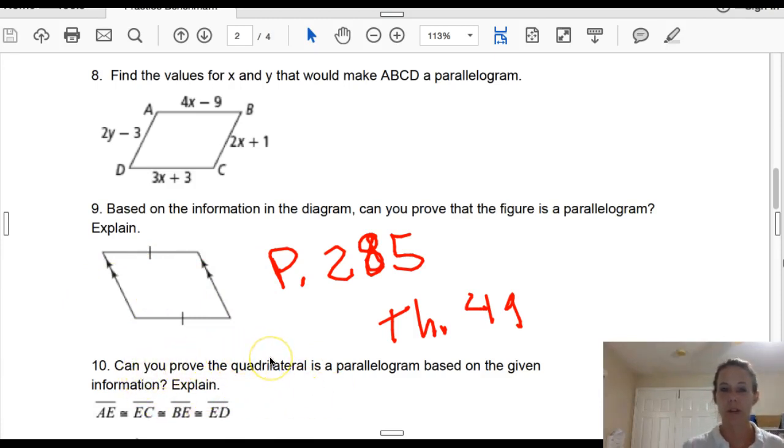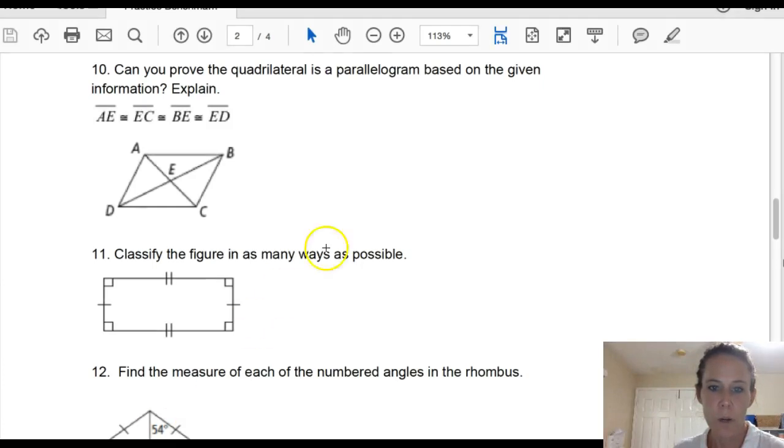Can you prove the quadrilateral is a parallelogram based on the given information? Explain. First of all, I need to scroll up. Hold on. Okay, and here's our quadrilateral. And we're given AE is congruent to EC, and then BE is congruent to ED. So I have diagonals that bisect each other.